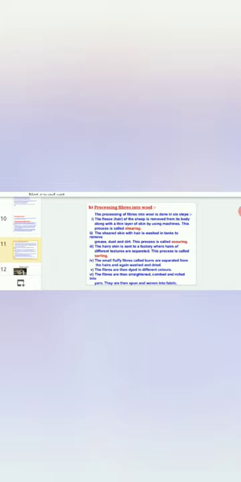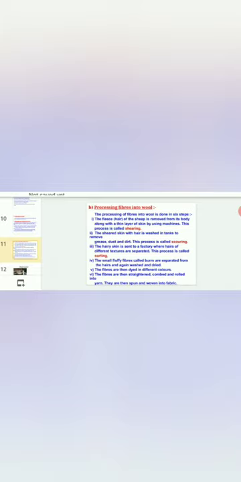Next, the sheared skin with hair is washed in a tank to remove grease, dirt and dust. This process is called scouring. So, the next process, scouring, again you are going to make this point in your notebook. Third point, the hairy skin is sent to a factory where hairs of different textures are separated. This process is called sorting. So, now the sorting process, again you are going to write in your notebook.